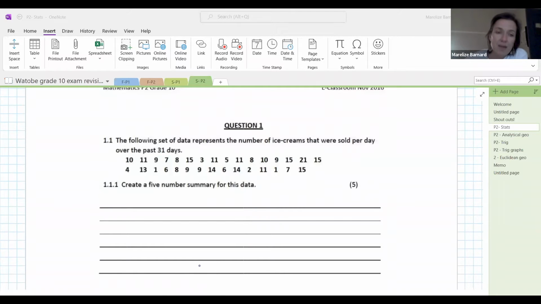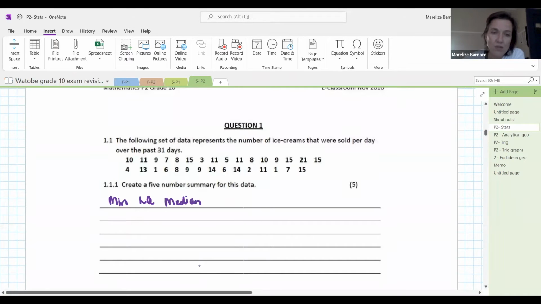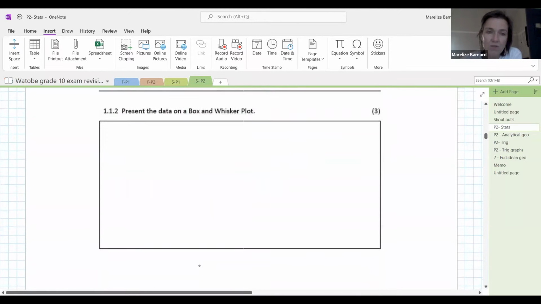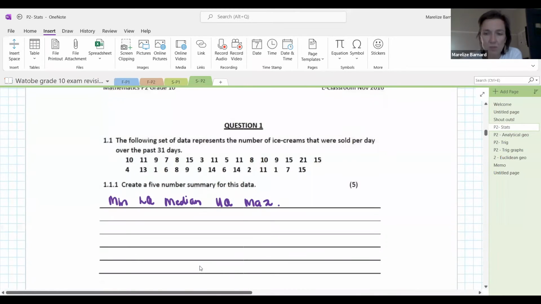So the 5-number summary is the min and the lower quartile, or Q1, the median, or Q2, the upper quartile, and the max. Those values make up the 5-number summary, and you can prepare yourself as well for having to draw a box and whisker plot. Those are the 5 numbers that go into the box and whisker plot. But before you can do any of those, you need to first arrange your data.